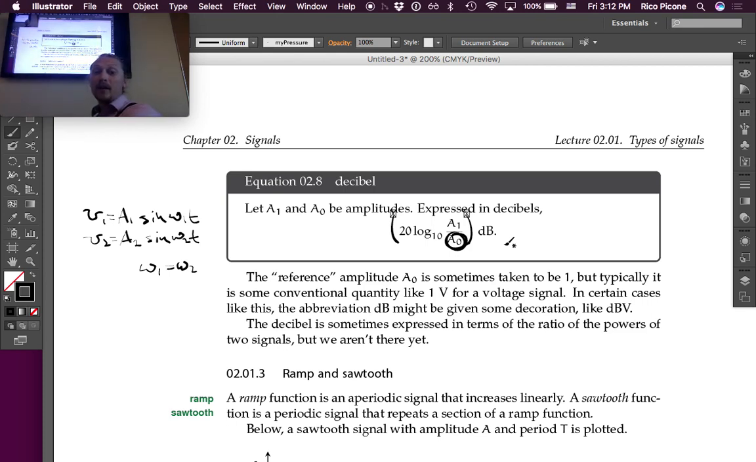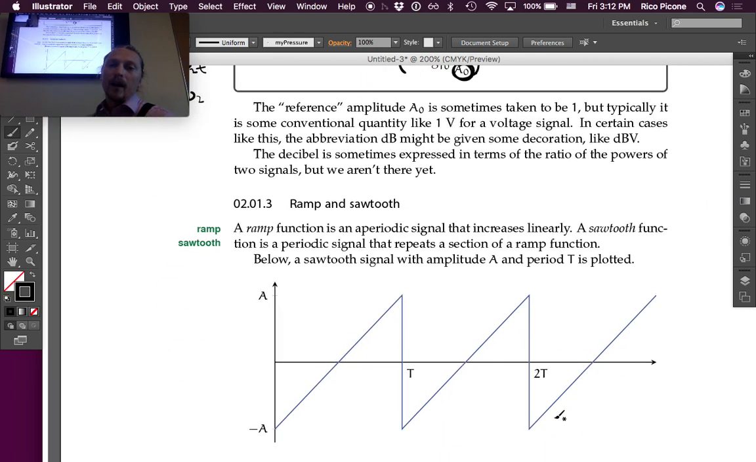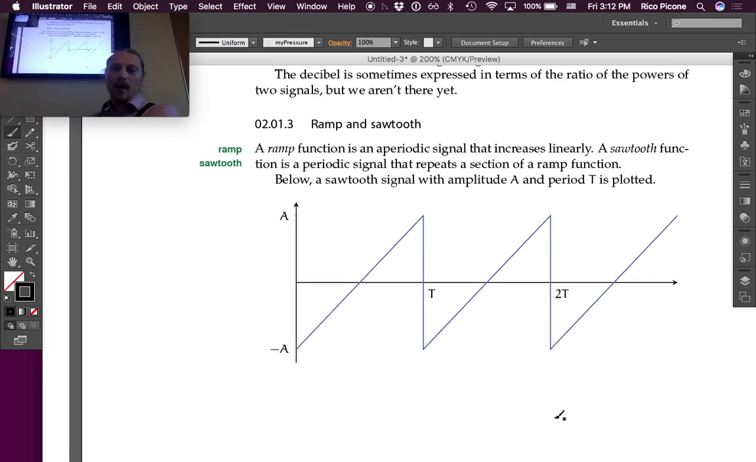The decibel is sometimes expressed in terms of the ratio of the powers of two signals, but we aren't there yet. Although if you're in mechatronics, you'll have seen that in the first chapter of The Art of Electronics. They do talk about power ratios. Essentially it's the same, except it's 10 log base 10 of a ratio of powers instead of a ratio of amplitudes. Okay, that was all I wanted to talk about decibels for now.